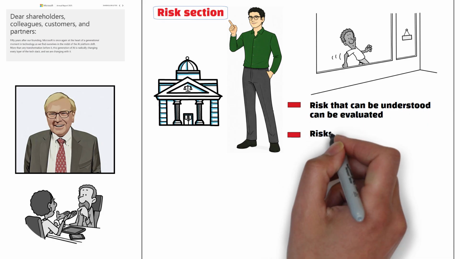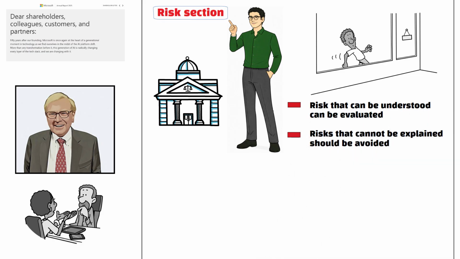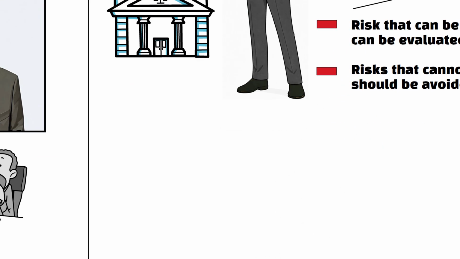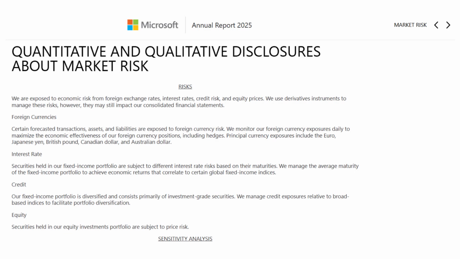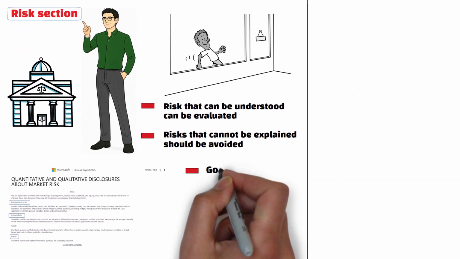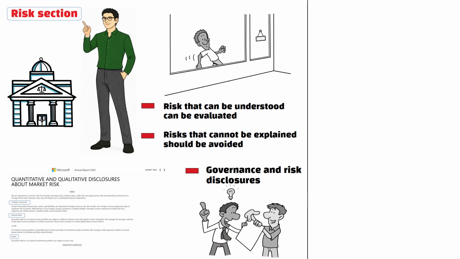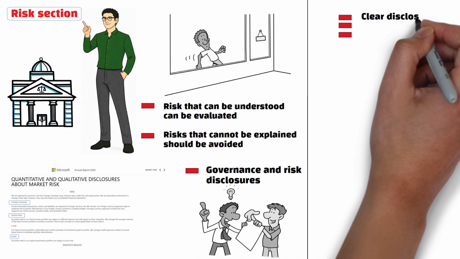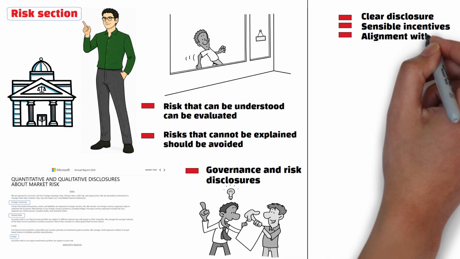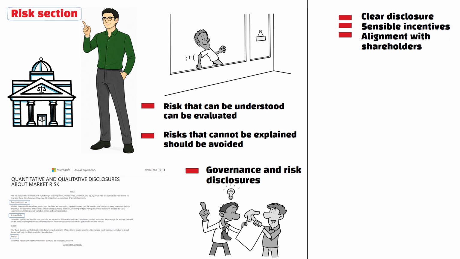Risk that can be understood can be evaluated. Risks that cannot be explained should be avoided. Here you can see Microsoft have clearly outlined risks such as foreign currencies, interest rates, credit, and more. Governance and risk disclosures help Buffett assess the potential downsides. Leaders who openly discuss risks usually understand their businesses better than those who minimize them. Clear disclosure, sensible incentives, and alignment with shareholders lead to long-term growth.